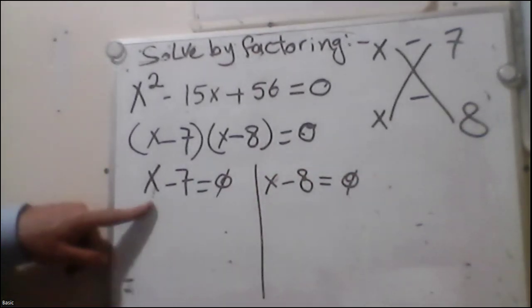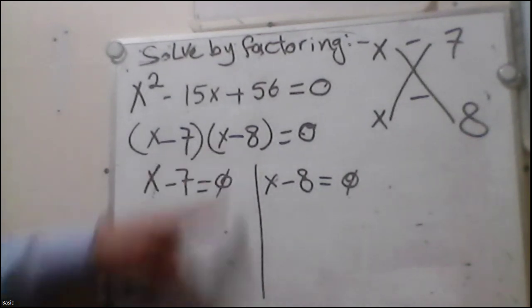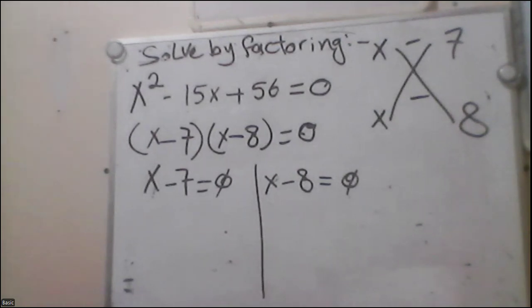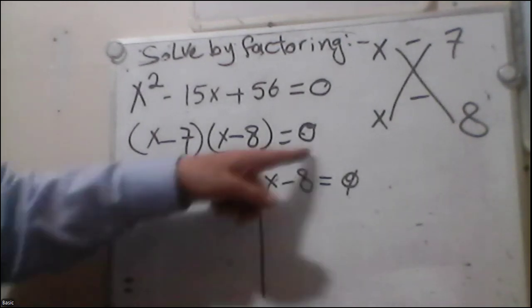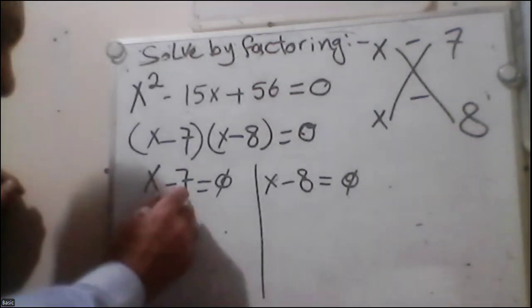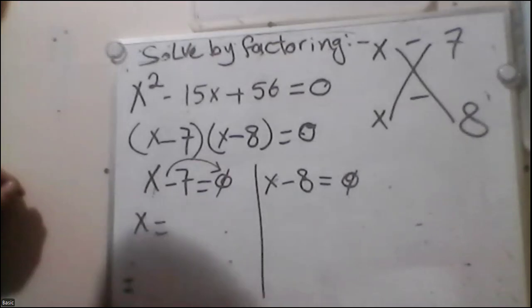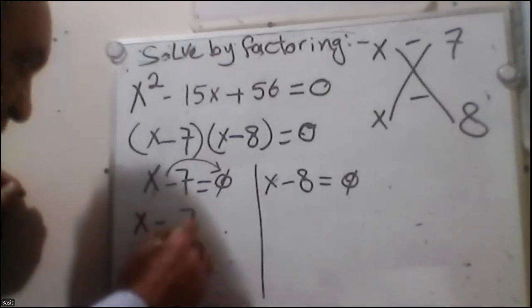If x minus 7 equals 0, by the way, I write the 0 like this just to make it different from the letter O. You can do it like this or like this, it's left up to you. Then x minus 7 equals 0, I will take the minus 7 to the other side, then x will equal 7.